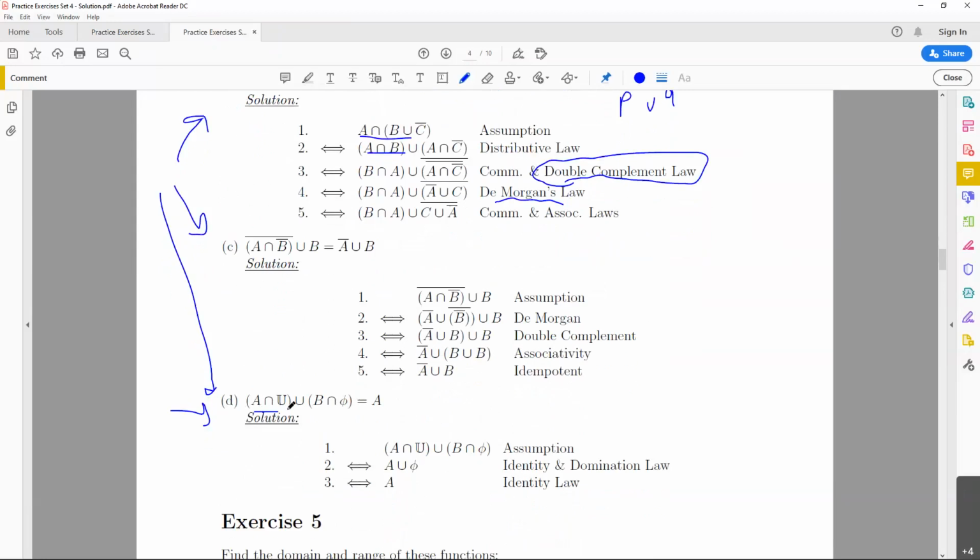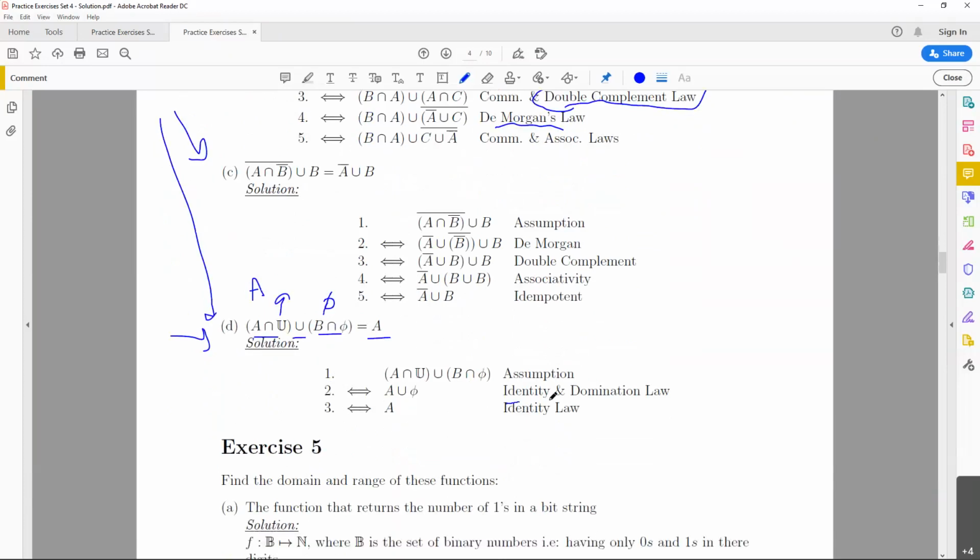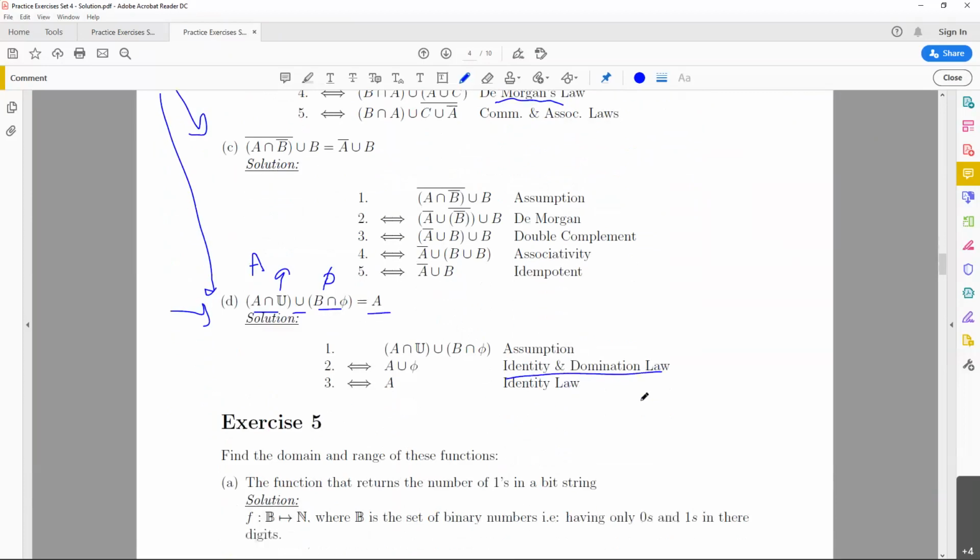So is A intersection with the A intersection with the universal set? What's that? It's just going to be A. A intersecting with the universal set is just going to be A. Union B intersecting with phi, nothing. This is going to be phi. That's A. Okay. Fair enough. So using identity and domination laws. Deal.